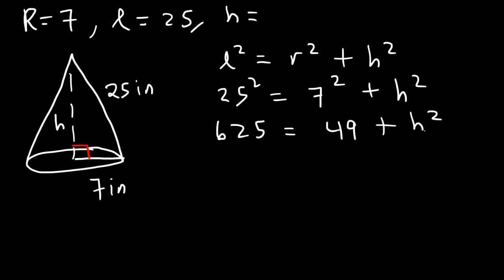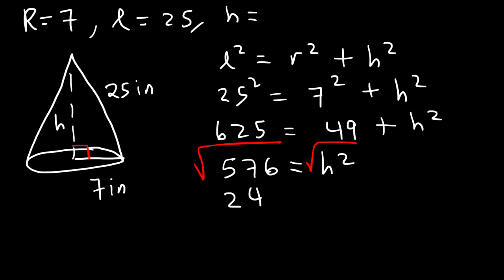Now, in order to get H squared by itself, we've got to subtract both sides by 49. So 625 minus 49, that's going to be 576. So that's equal to H squared. Now our next step is to take the square root of both sides. And the square root of 576, that's going to give you 24. So that's the value of H. H is 24 inches.